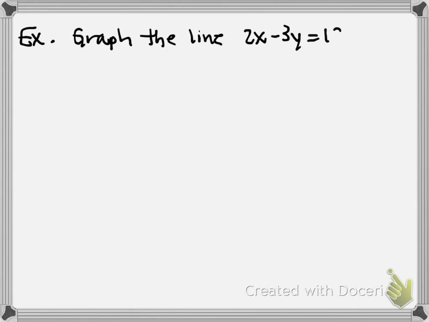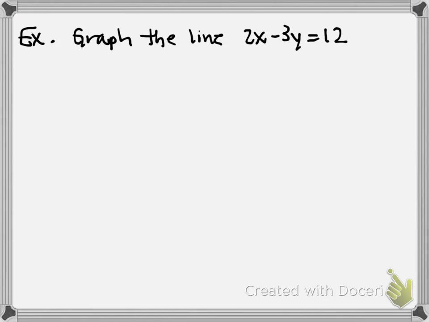And let's see. First one, graph the line 2x minus 3y equals 12. So the way that it's written, what would you suggest that we use to figure out how to graph it, John? Yeah, it's in standard form, so let's go ahead and do it.